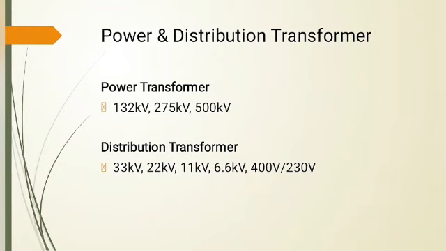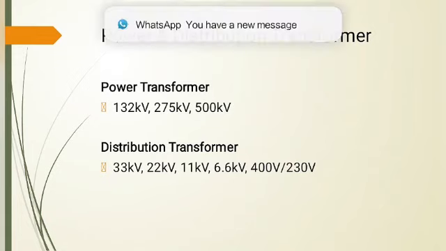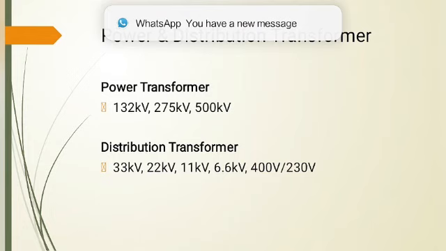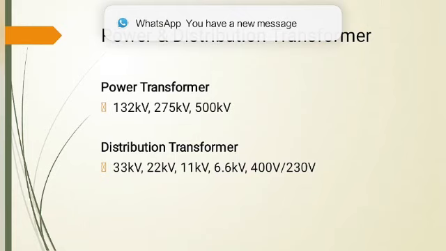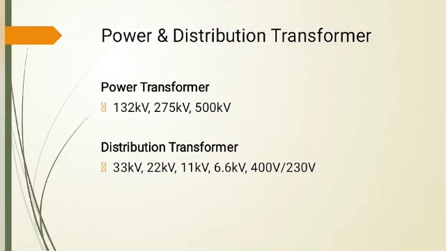Power and distribution transformer. For power transformer, the rated voltage is 132 kilovolt to 275 kilovolt to 500 kilovolt. And for distribution transformer, the voltage is 33 kilovolt, 22 kilovolt, 11 kilovolt, 6.6 kilovolt, 400 or 230 volt.